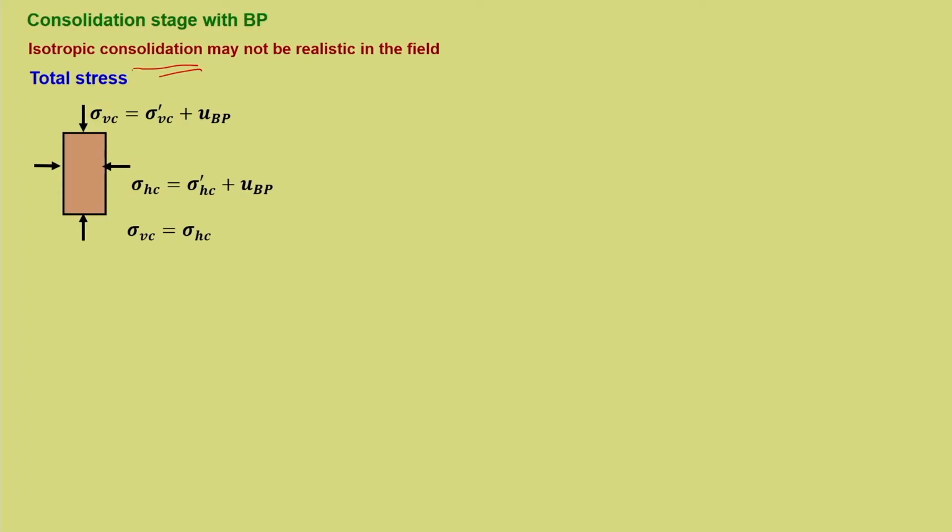So, total stress, what did we understand in back pressure? In back pressure, both the cell pressure and the back pressure are increased simultaneously. So, it is more like a static pore water pressure, that is what is denoted here. So, sigma Vc is raised by UBP, and sigma Hc is also raised by UBP, but here it is isotropic consolidation, and the pore water pressure within the soil is also increased by back pressure.